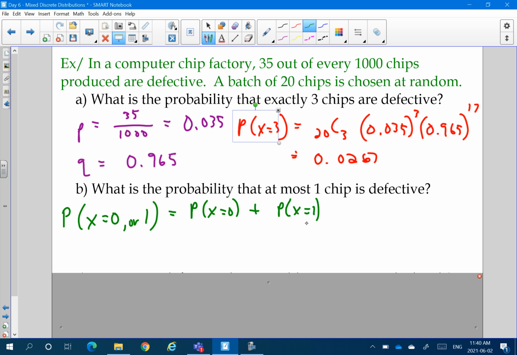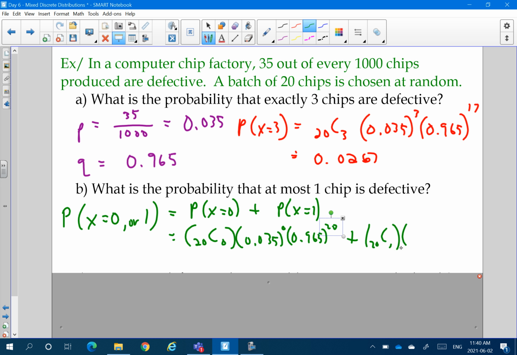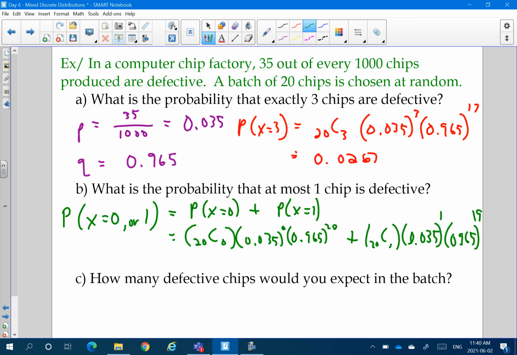And so we're going to use the exact same formula. We're going to kind of massage the numbers here, because if we have 20 chips, and we're going to choose 0 in this case that are defective, and we're going to multiply that by our 0.035 to the power of 0, and our 0.965 to the power of 20, plus, now we're choosing 1 to be defective. Again, same decimals. In this case, we have a power of 1 and a power of 19.